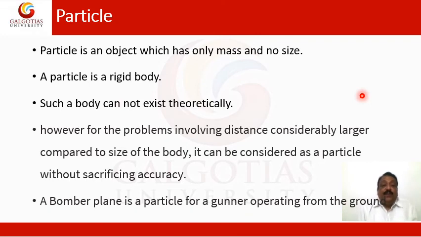The last concept is the concept of particle. A particle is an object which has only mass and no size. Is that possible? That means it has only mass and no size, so the density, which is the ratio of mass divided by volume, will become infinite. But for mathematics it is possible. I will show how. For the time being, consider a particle is an object which has only mass and no size, and a particle is a rigid body. Such a body, of course, cannot exist theoretically. As I just said, the density of such a material will become infinite. However, for problems involving distances considerably larger compared to the size of the body, it can be considered as a particle without sacrificing accuracy. I will give one example for that.